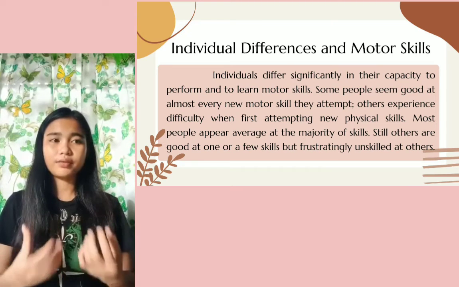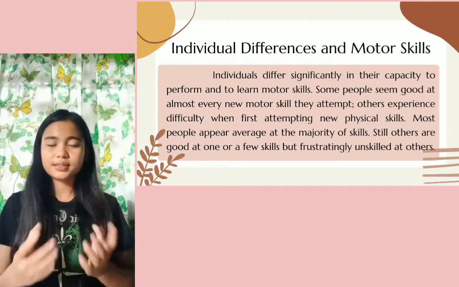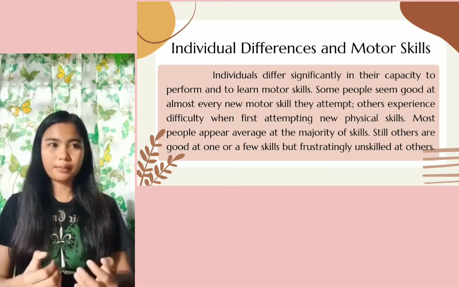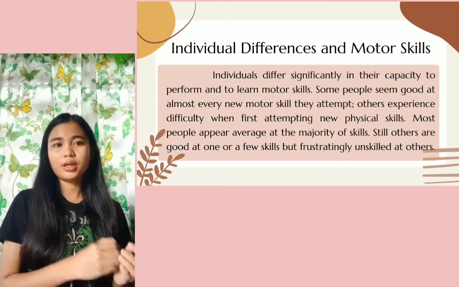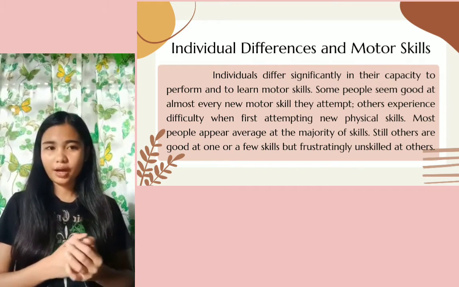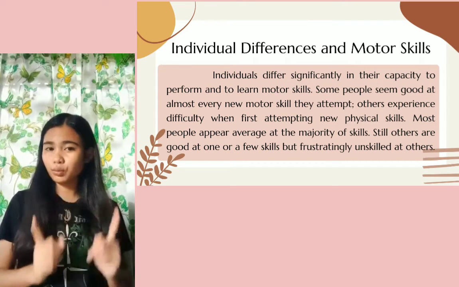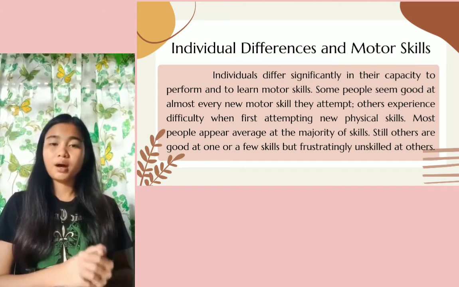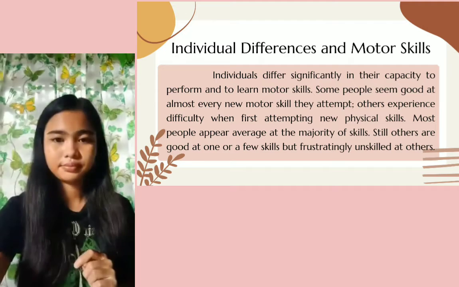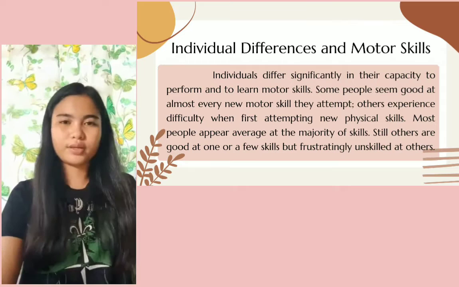Individuals differ significantly in their capacity to perform and to learn motor skills. Some people seem good at almost every new motor skill they attempt. Others experience difficulty when first attempting new physical skills. Most people appear average at the majority of skills. Still, others are good at one or a few skills but frustratingly unskilled at others. At this point, we have different individual skills.